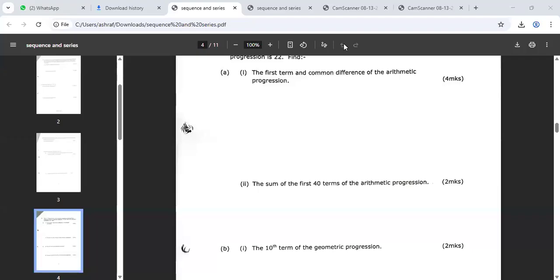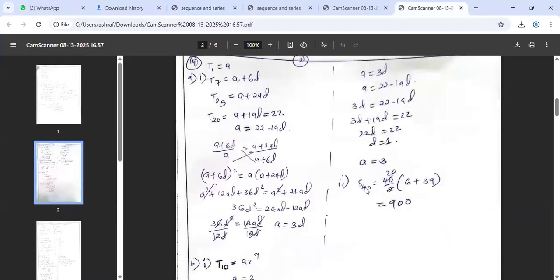Okay, so the answer is 900. For those who didn't get 900, this is how you work it out. S40 is given by, remember Sn is n over 2 into 2a plus n minus 1 d. So our n is 40. So we have 40 over 2 into 2a. 2 times 3 is 6 plus n minus 1. 40 minus 1 is 39 and d is 1. So times 1. And then you just add and multiply, you get 900.